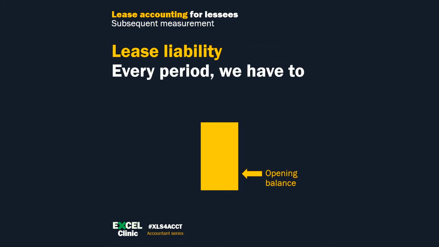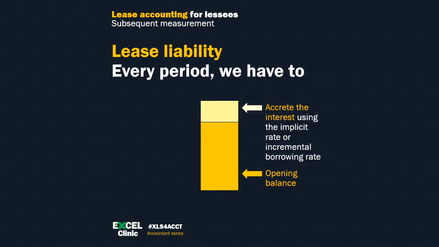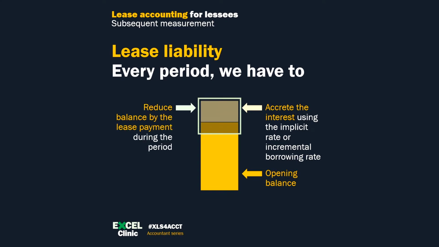Subsequent to the initial recognition, for lease liability, we have to accrue the interest at each reporting date. If you close your accounts monthly, then you will do it monthly. It will be at the implicit rate, or if it is not available, incremental borrowing rate. At each lease payment date, you will reduce the lease liability balance by the lease payment.